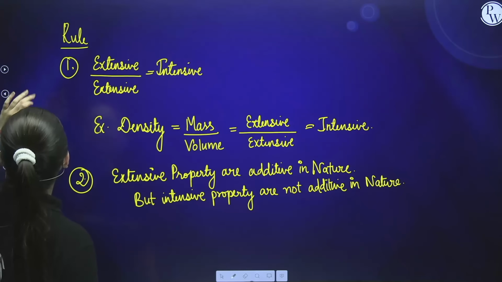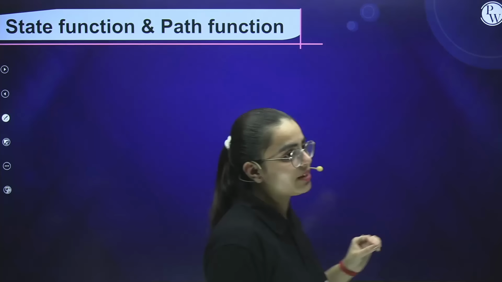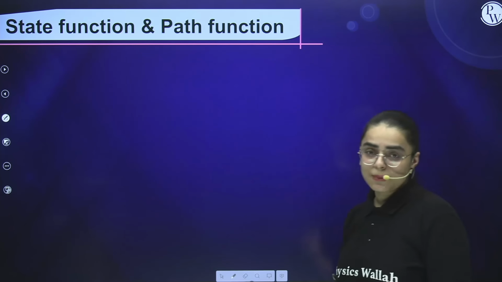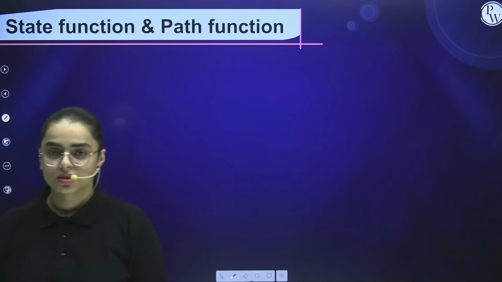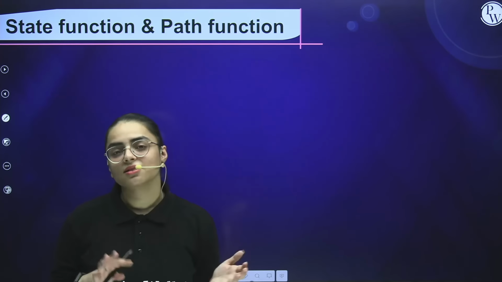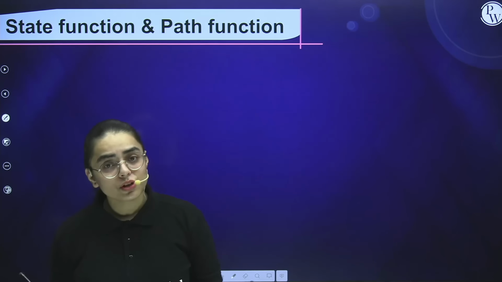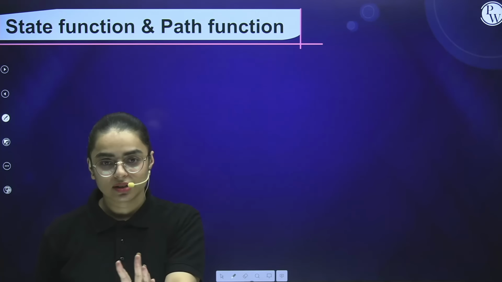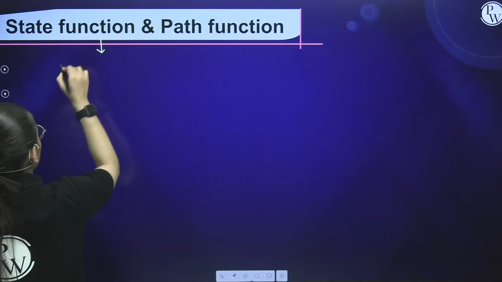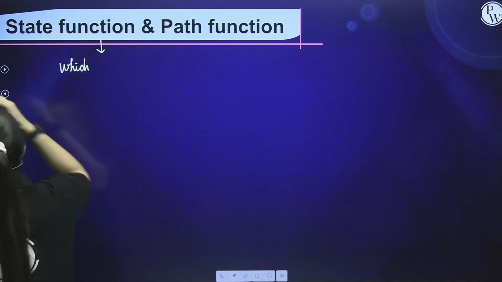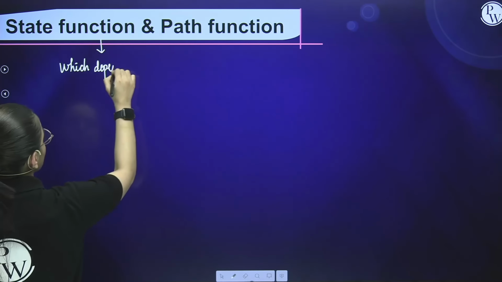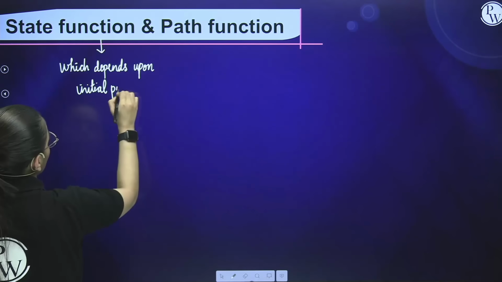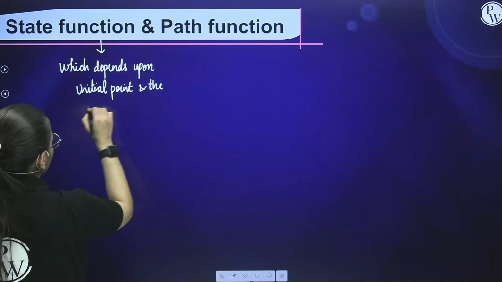Okay, students. Now looking forward to the next segment, which is state function and path function. First of all, state variables or state parameters are the ones which define the physical state of any substance. Now, to differentiate between state function and path function: a state function is the one which depends upon the initial point and the final point.